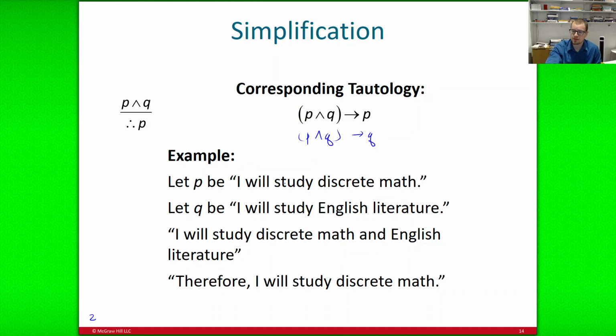Anyway, let P be I will study discrete math. Let Q be I will study English literature. So I know that I'm going to study discrete math and English literature. I will study both of those. Therefore, yes, of course, I will study discrete math. Awesome.